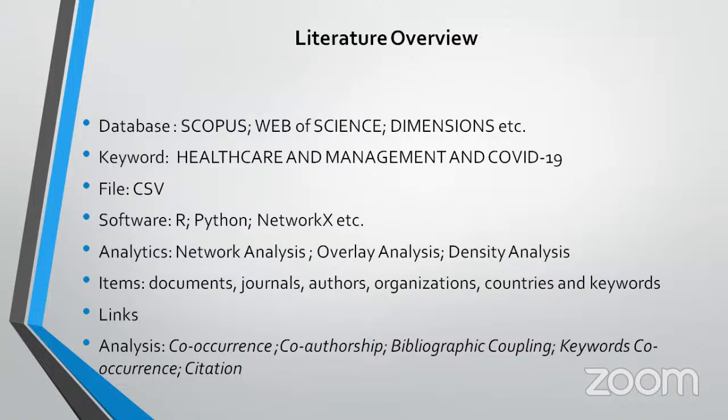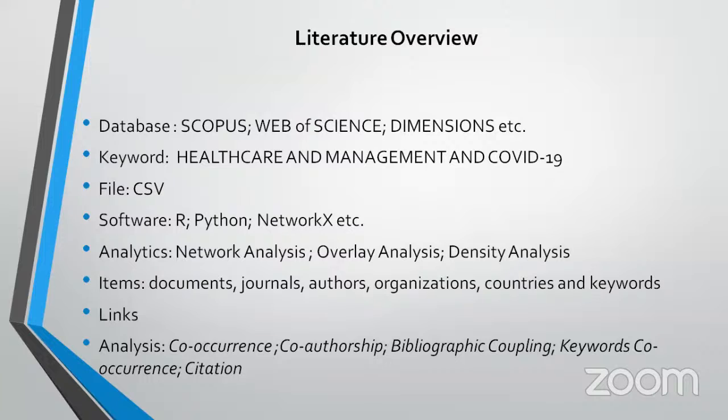Suppose you want to do the research on that in India only. If it is confined to India, then you can put healthcare, management, COVID-19 and India. So according to your wish, you just type those keywords in Web of Science, Scopus, or Dimensions. Then you'll get so many different articles.